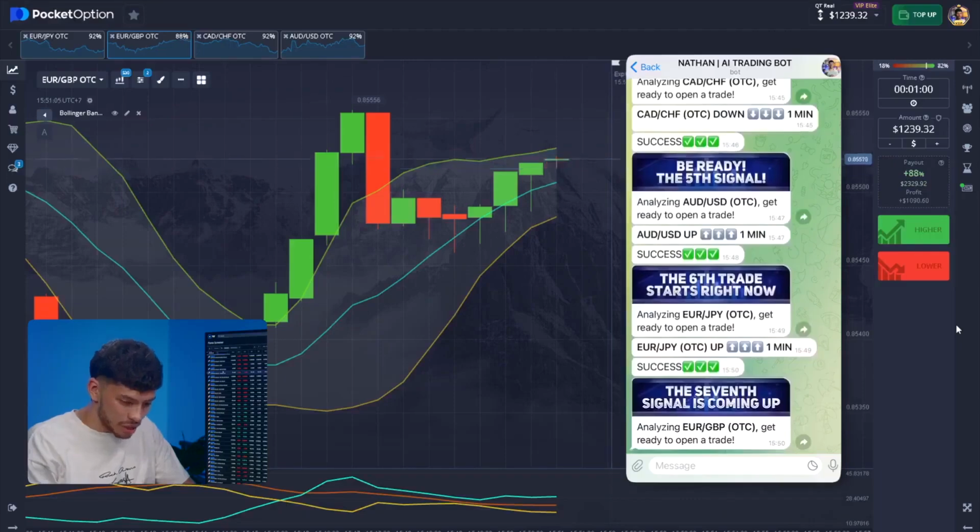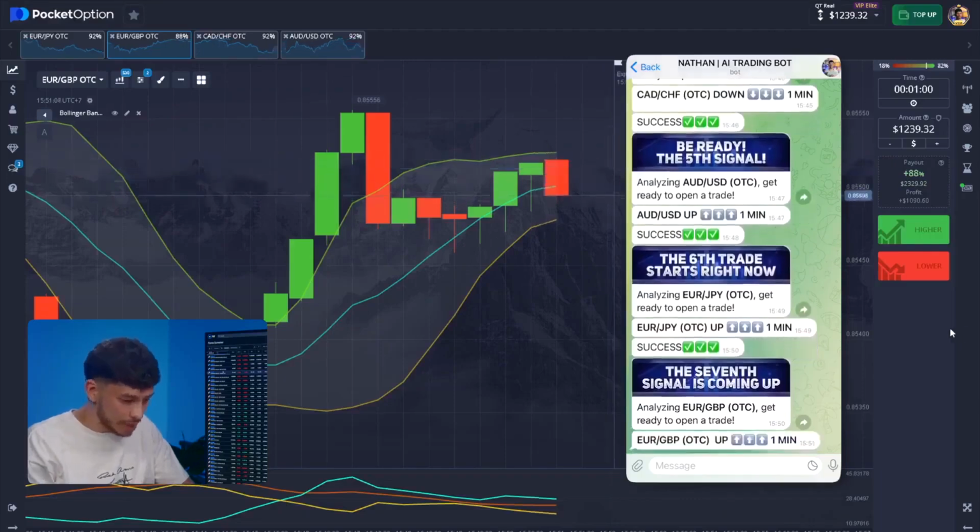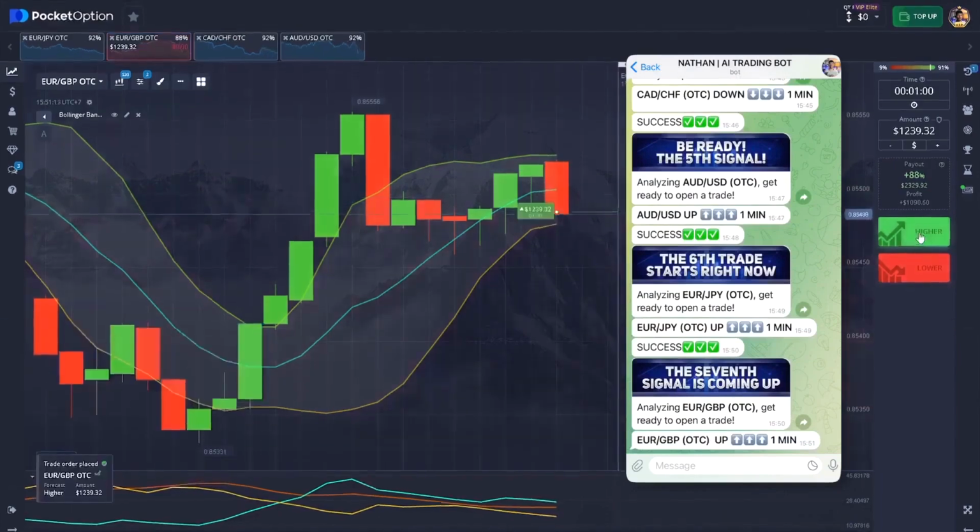And finally, the bot suggests returning to this pair. The correction has ended and the trend is picking up momentum again. They'll go on moving upwards.